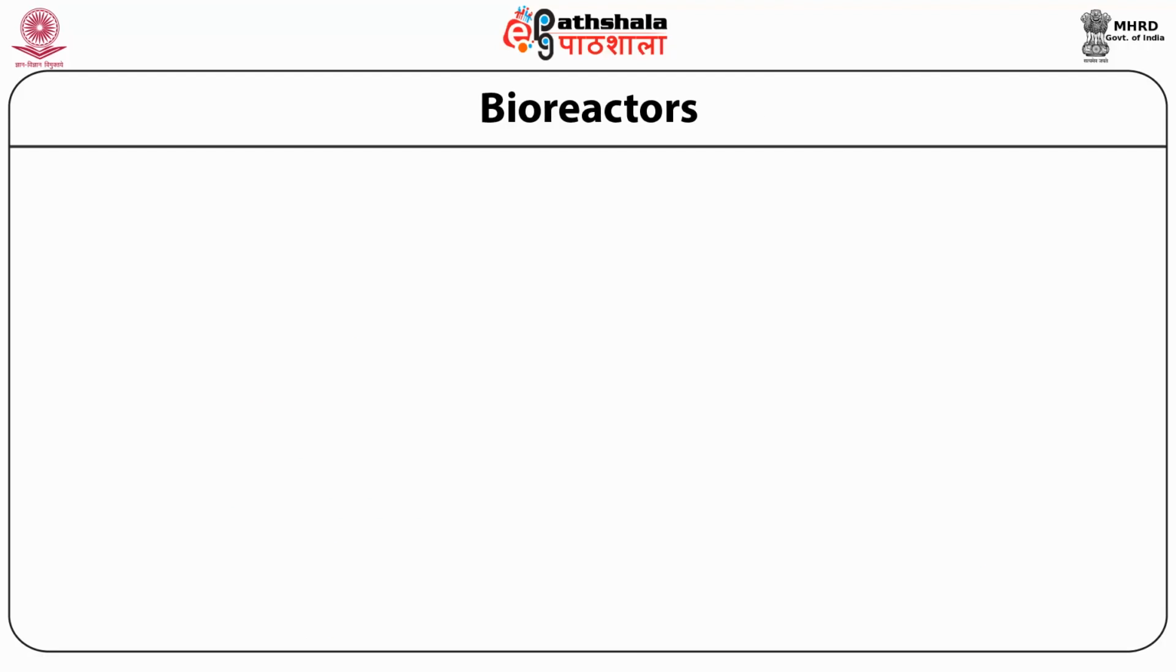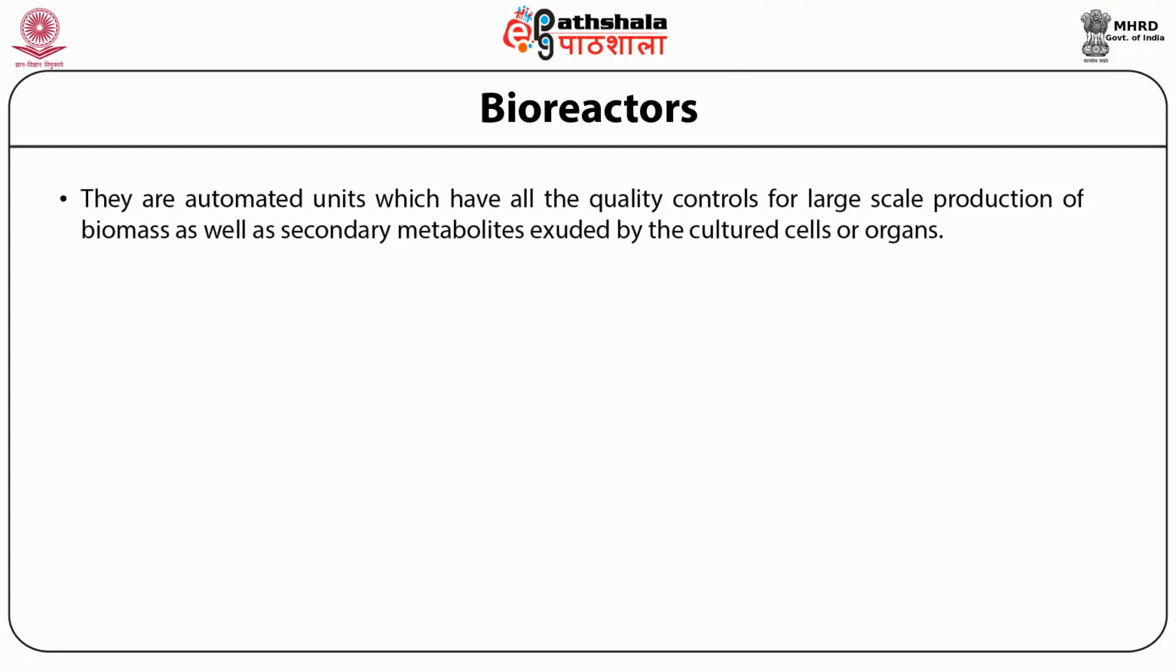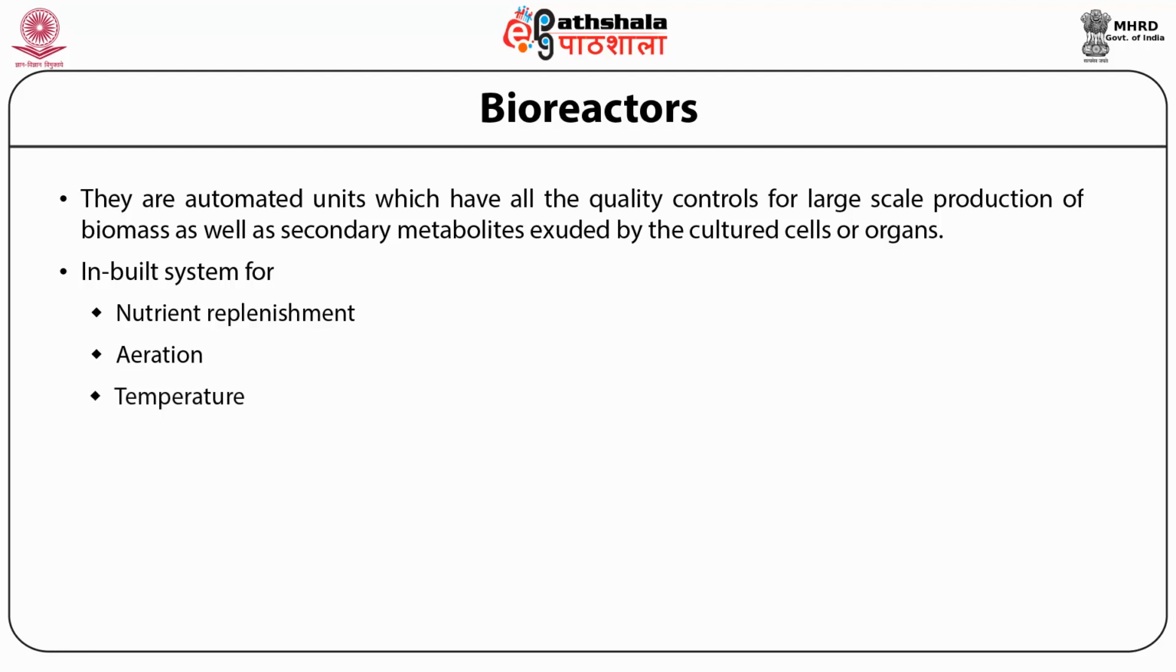Now, as I had briefly talked about bioreactors and you are aware of bioreactors, just to brush up your knowledge, bioreactors are automated units which have all the quality controls for large-scale production of biomass as well as secondary metabolites exuded by the cultured cells or organs. They have all the inbuilt systems and all the controls are available. You can control the nutrients, the aeration, the temperature, pH, light intensity, etc.